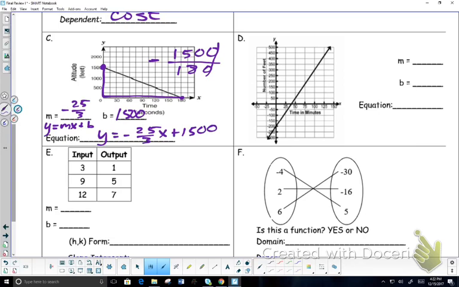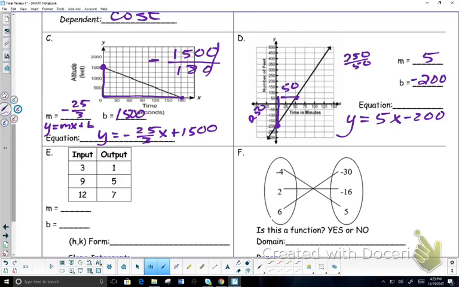D. Some of these might look familiar to you. This one, here's a good point, and here's a good point. I went up 250. I went over 50, which means I've got a slope of 250 over 50. Well, 50 will go into 250 5 times, so that would be your slope. Your y-intercept is going to be this negative 200, and then your equation would be y equals mx minus 200.